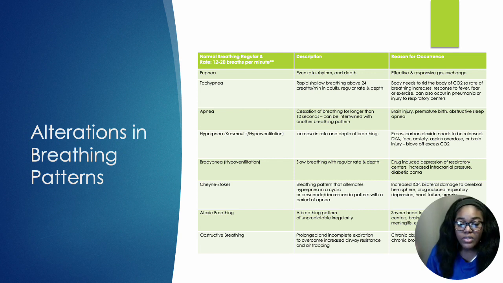Part of the reason why the body is doing this is because there's a need to get rid of CO2 in the body, so the rate increases. It can be a response to fever, fear, exercise, and it can also be caused by pneumonia or injury to respiratory centers. So again, tachypnea is a rate generally greater than 24, but you can be tachypneic if you're greater than 20, but it's definitely tachypnea when it's 24 and greater.